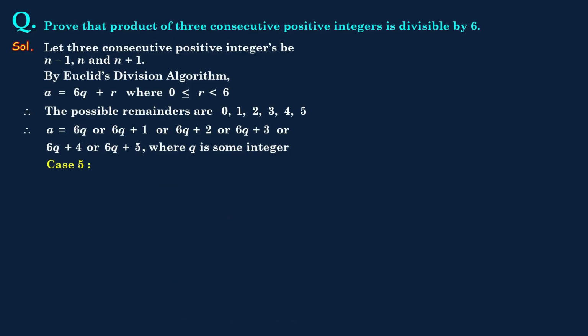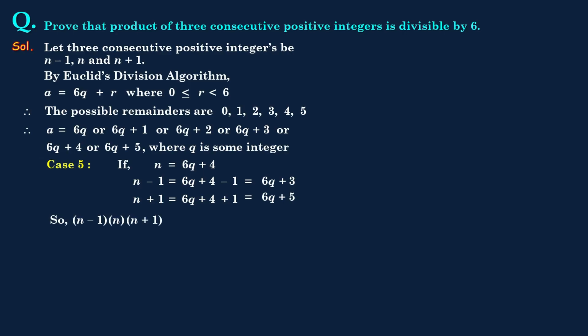Now we will consider case 5, where n is equal to 6q plus 4. So n minus 1 will be 6q plus 4 minus 1, that is 6q plus 3, and n plus 1 will be 6q plus 4 plus 1, that is 6q plus 5. So n minus 1 into n into n plus 1 will be 6q plus 3, 6q plus 4 and 6q plus 5. Now from the first part, if we take 3 as common, then it will be 2q plus 1. From the second part, if we take 2 as common, then it will be 3q plus 2, and the third part we will keep as it is.